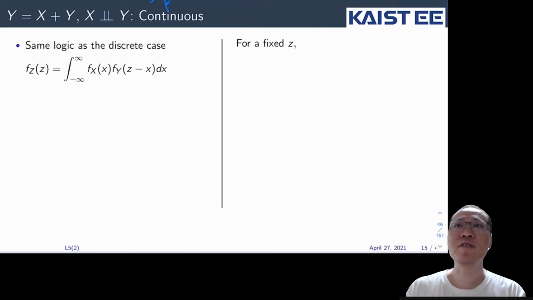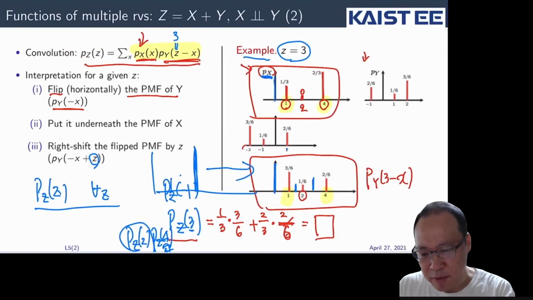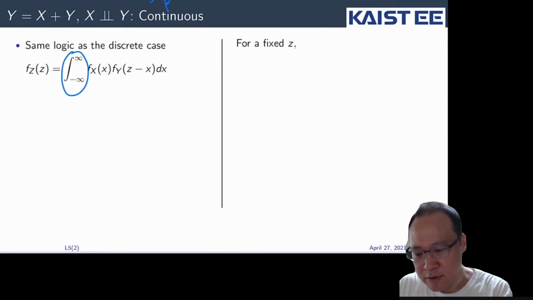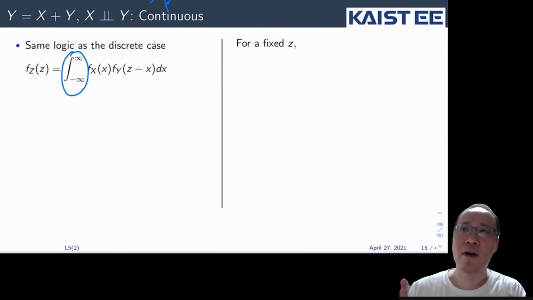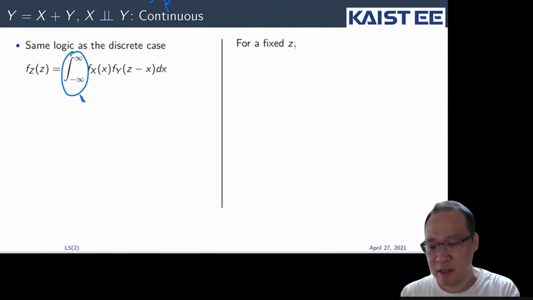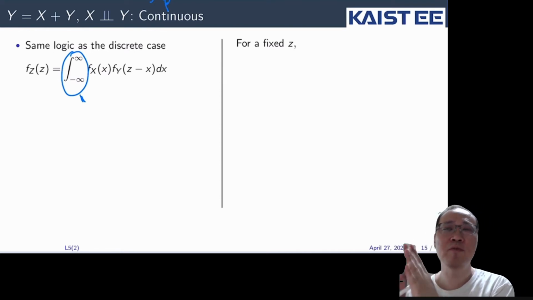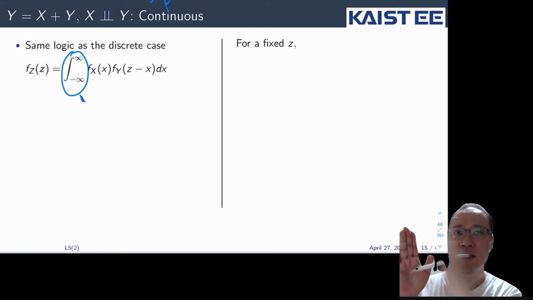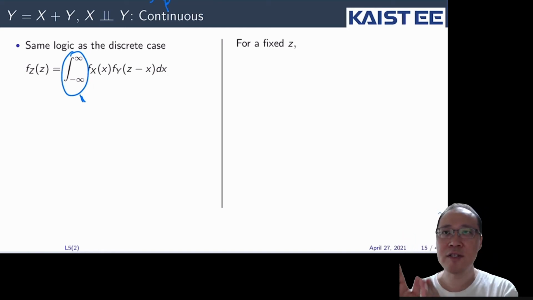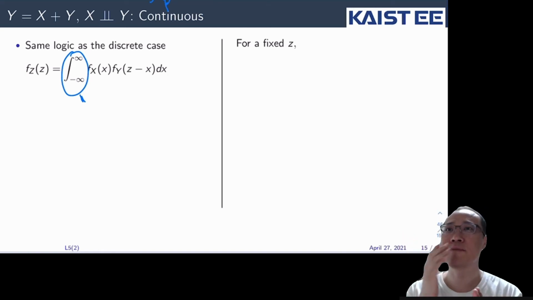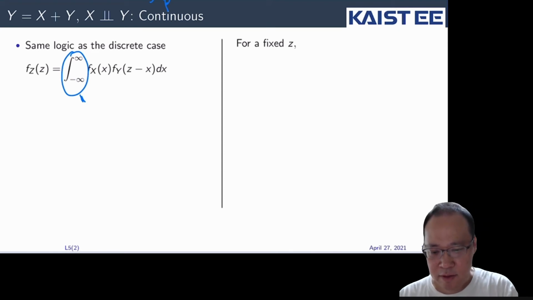If you look at the continuous version of this, probably you understand better. Okay? So here the summation is changed into the integral. Okay? Other parts are the same thing. Since this is the integral, different from the discrete case where we do the summation of all possible values of x, here in this case, we need to compute the area.